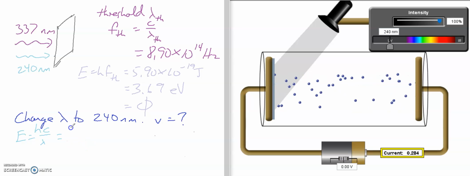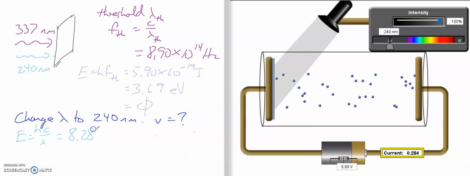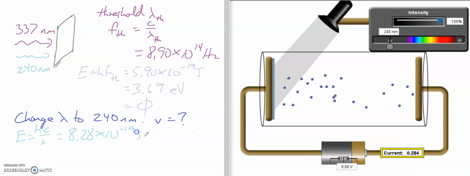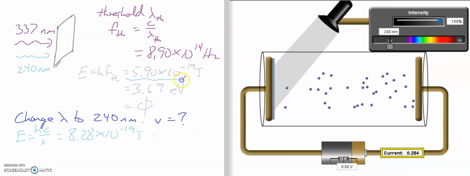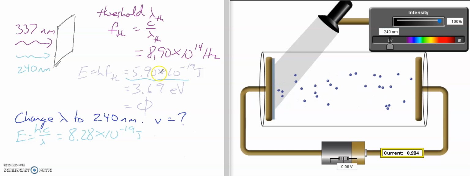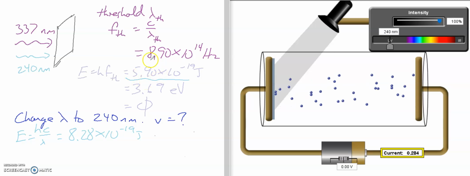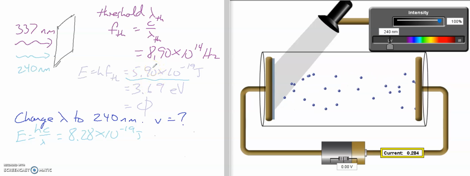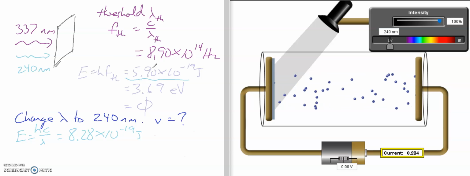And this gives me 8.28 times 10 to the negative 19 joules, which is more than my work function when I was at threshold frequency of this. So I know that the electrons are going to come off. So I got 8.28 coming in. The material is going to suck up 5.90 as the work function. So the leftover energy, which is around 2.5 or so, that's going to be the kinetic energy of the electron.